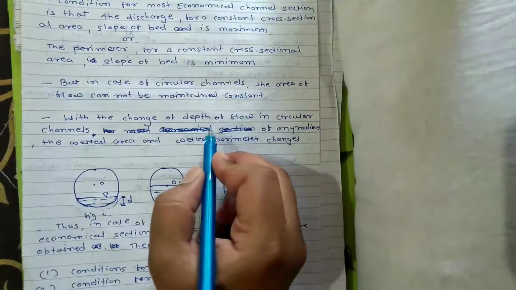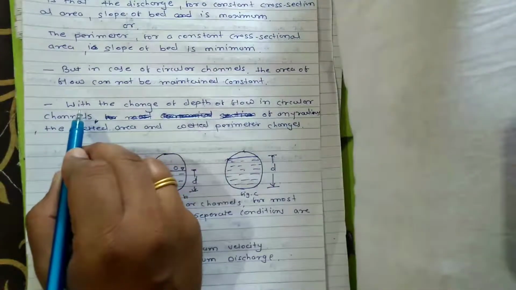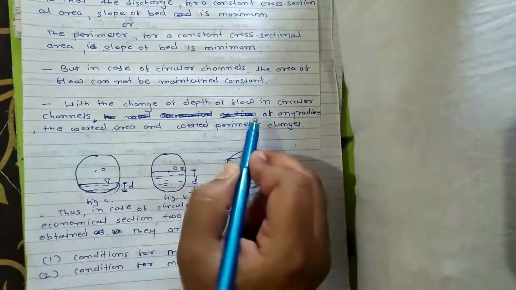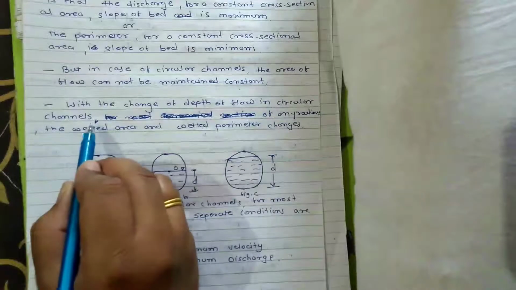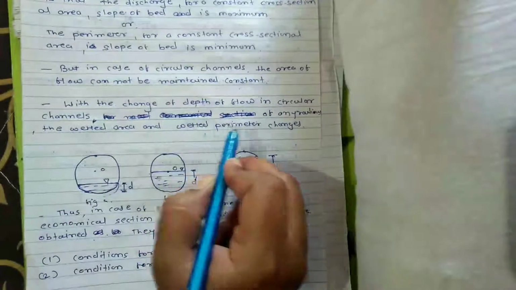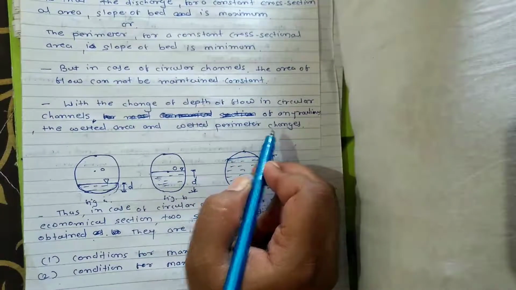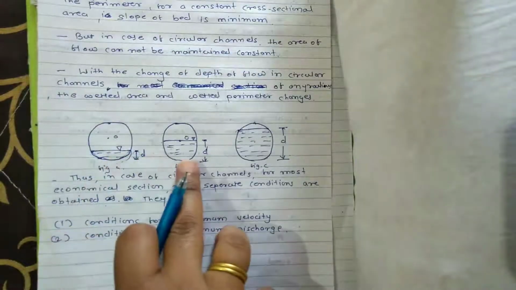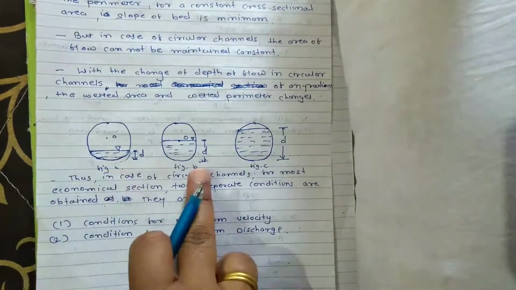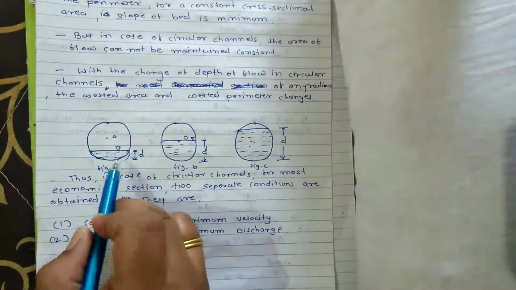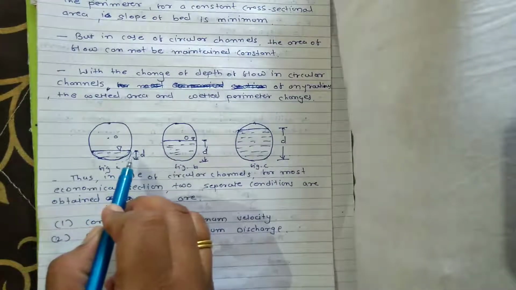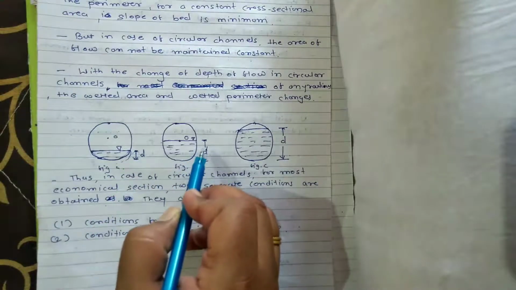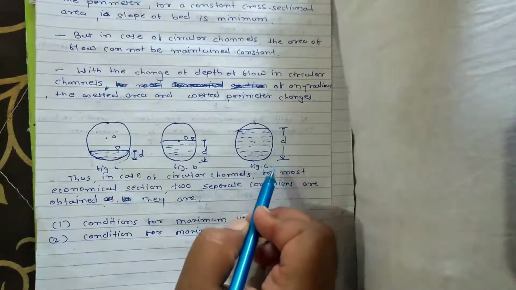So what is the meaning of this sentence? With the change of the depth of the flow in a circular channel of any radius, the wetted area and the wetted perimeter change. Just for understanding, suppose there are three circular channel sections, figure A, figure B and figure C. If you observe these three figures, this much is the depth of the flow in figure A, this much in figure B, and this much in figure C.